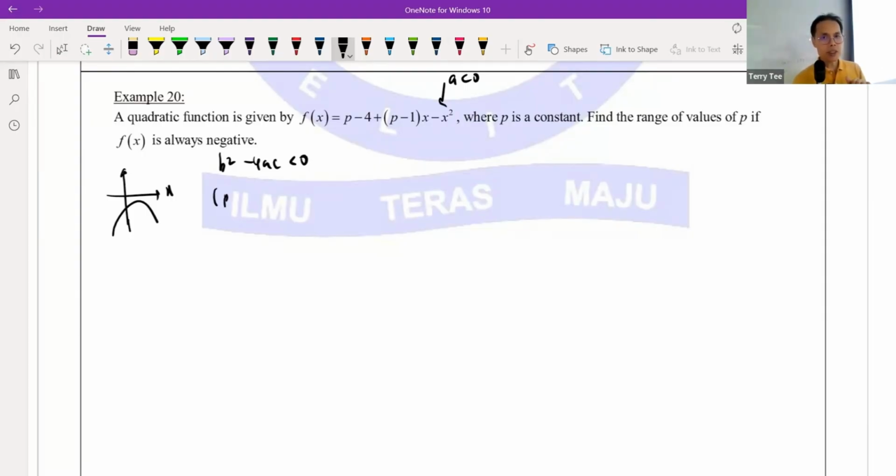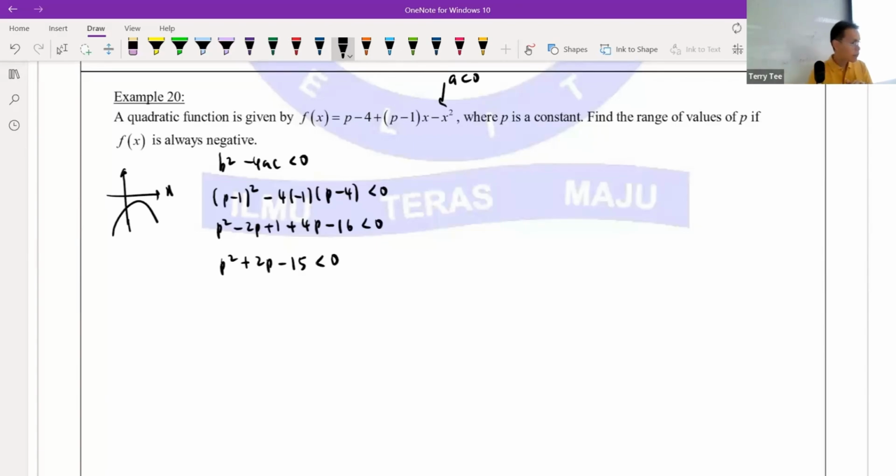Okay, my B is P minus 1. I square it, minus 4, my A is negative 1, my C is P minus 4. The result is less than 0. Let's expand this: P squared minus 2P plus 1, plus 4 times 4P minus 16, less than 0. You can put them together. This is P squared plus 2P minus 15 less than 0.